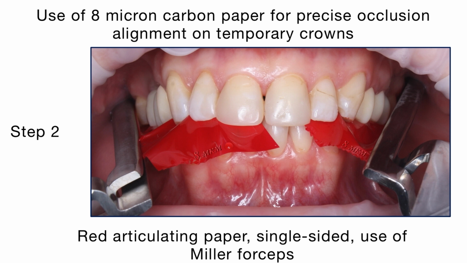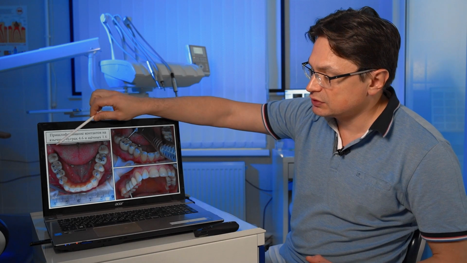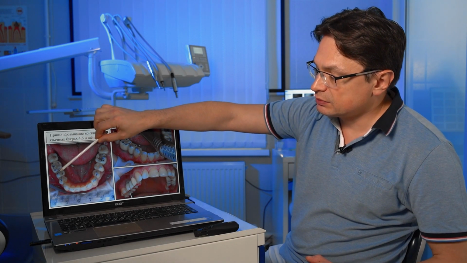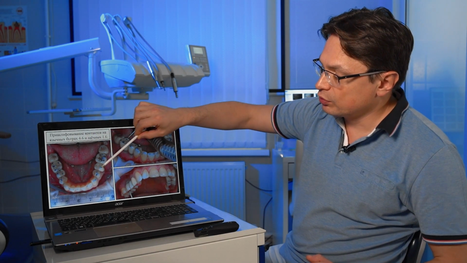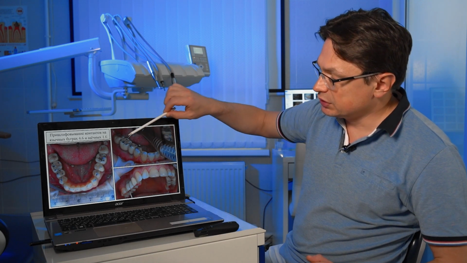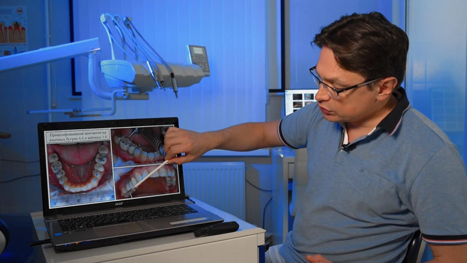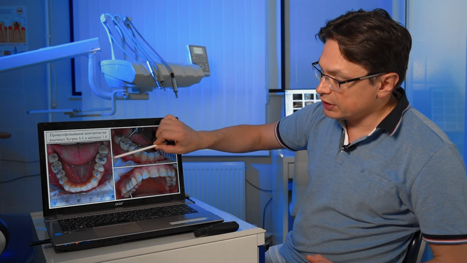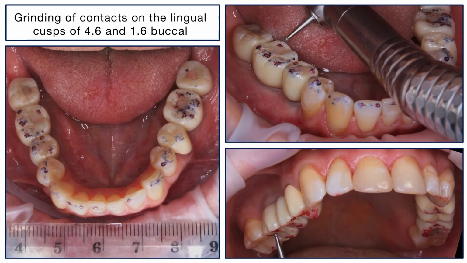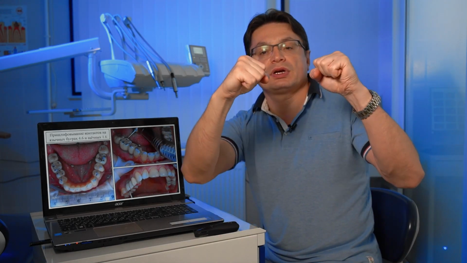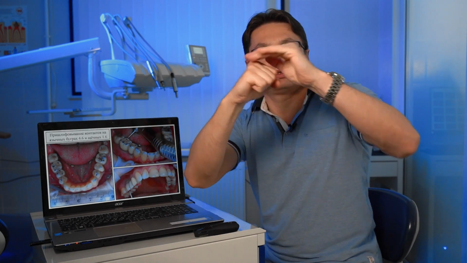The next step is to use an 8 micron copy paper and check all the contacts again. Please note that from the initial start I already have a lot of contacts on the supporting cusps. Here I see I need contacts, and at the same time I got contacts on the vestibular tubercles. Once again I repeat that these teeth have support cusps, and they enter the fissure.